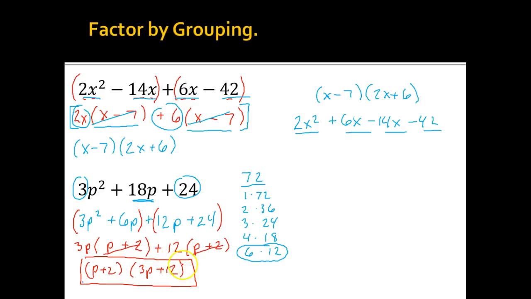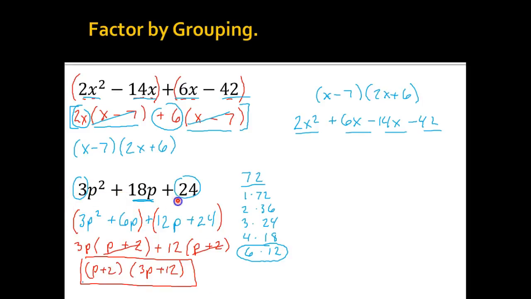Notice that that 3p plus 12 could also be factored. And we could have taken out the GCF way at the beginning when we had 3p squared plus 18p plus 24, they were all divisible by 3. And this factor here is still divisible by 3. Divide by 3, divide by 3, we get p plus 4, and then times p. And so there's actually 3 factors, p plus 2, p plus 4, and 3.